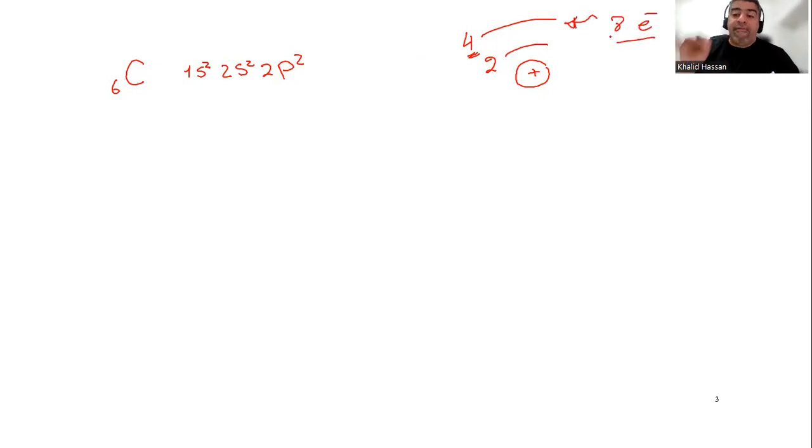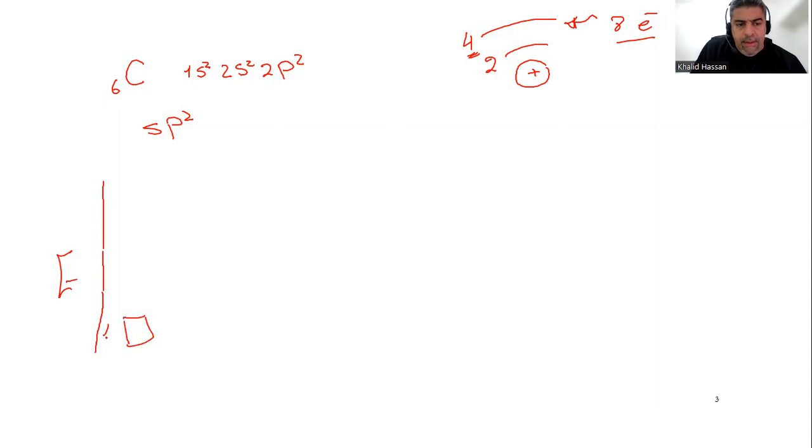So let's go for the configuration of carbon itself. Look at that to talk exactly about sp2. First of all, let's say this is the energy level. This is the energy. So what we have here, we have 1s, I have 2 electrons. Then let's go to the second energy level.